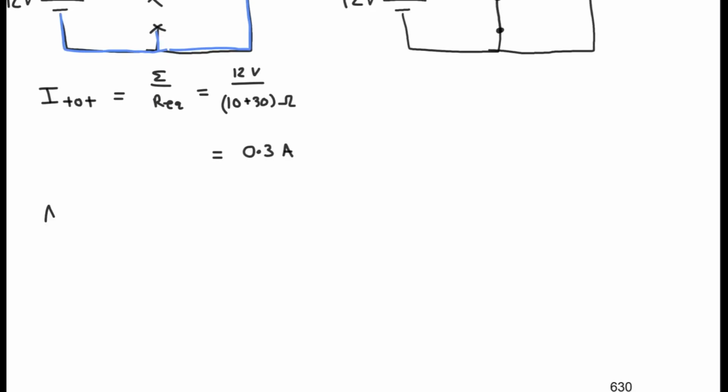And then we'll just do Ohm's law for each. So delta V across the 10 ohm is just I times R. So multiply that current by the 10 ohms of resistance, and we get 3 volts. But then if you multiply the 30 ohm resistor by its current, we get 9 volts.